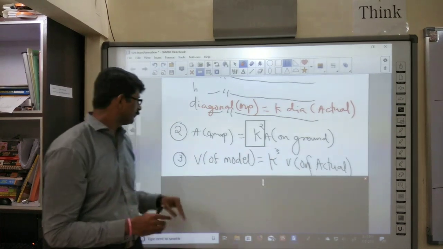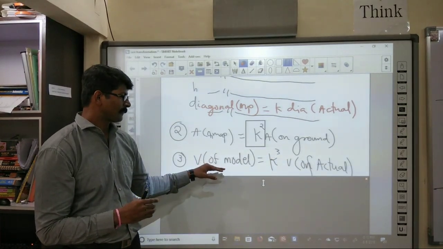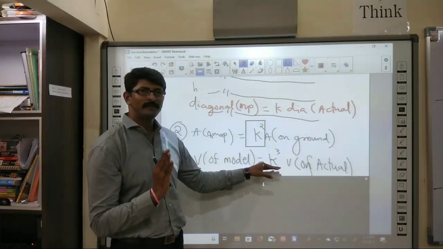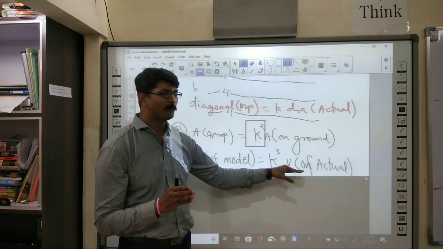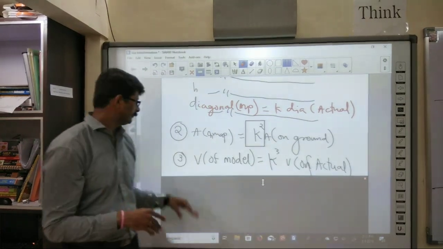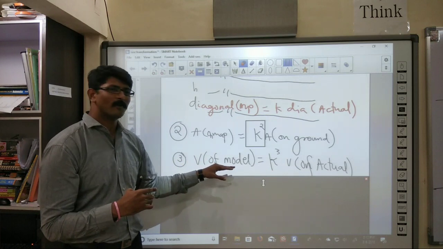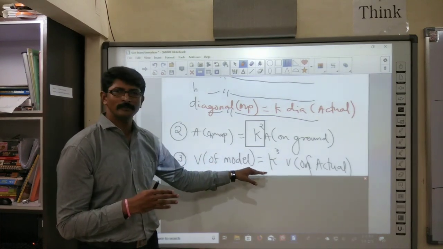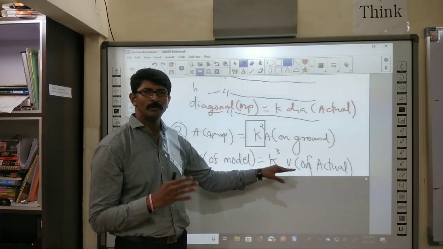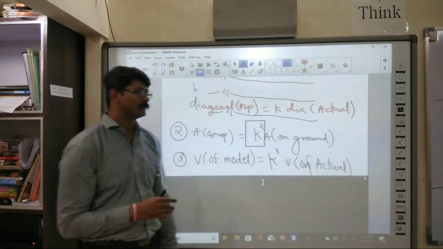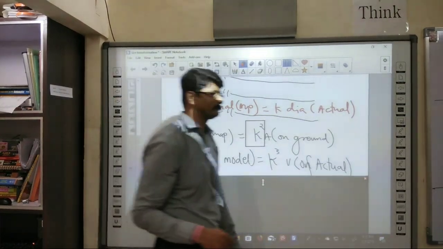Say, repeat along with me. Volume of model is equal to k cube volume of actual. Say once again. Volume of model is equal to k cube volume of actual. Please jot it down in your notebook.